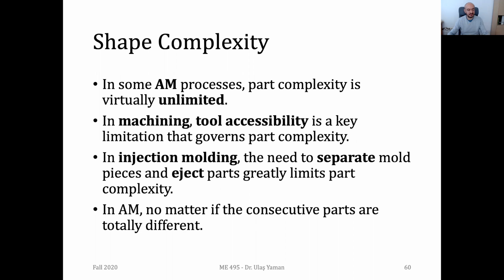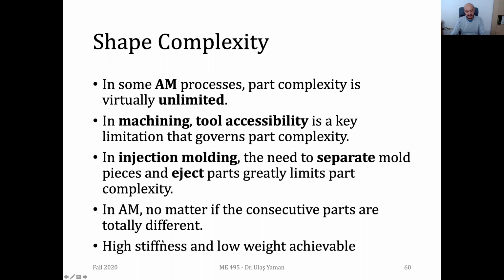And another thing in additive manufacturing: the difference between consecutive parts is not important. You can, for instance, produce a cup in the previous job and then produce a rectangular part in the next one. But considering injection molding, if you want to produce a new part, you need to prepare another mold. In machining, again, you may need to design another fixture or change your tool, but these are not valid in additive manufacturing processes.